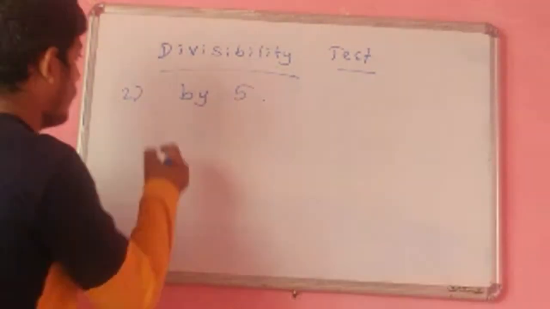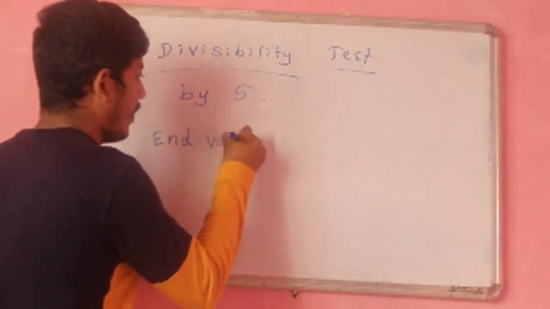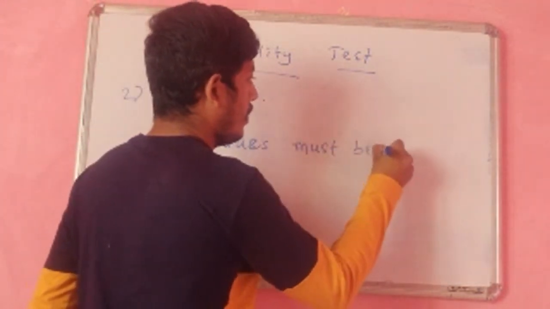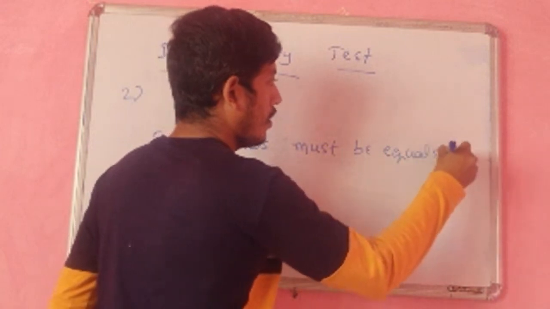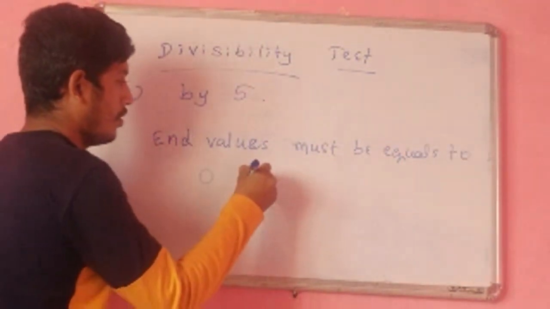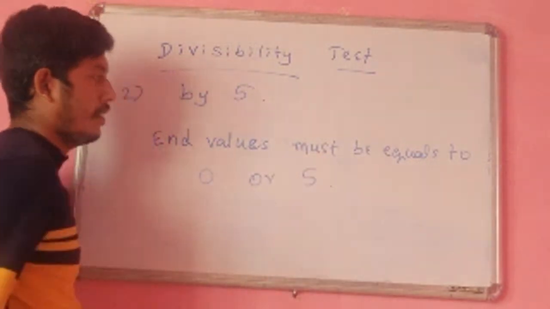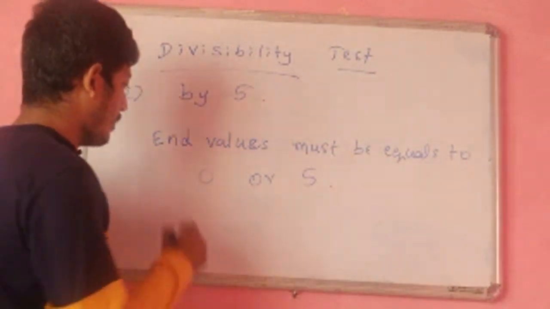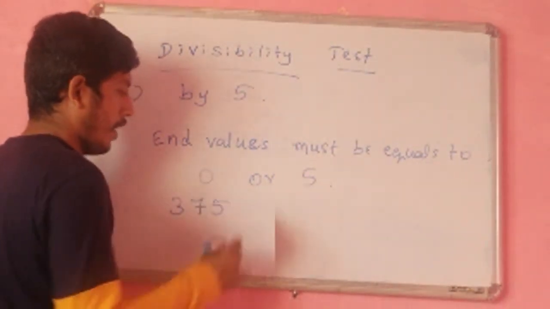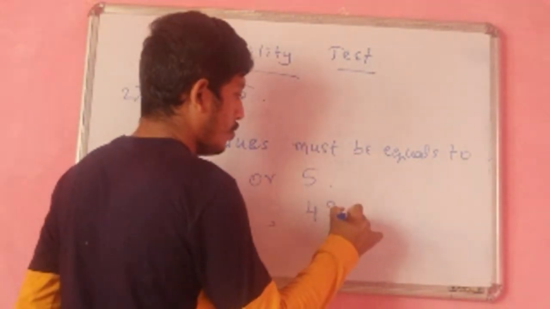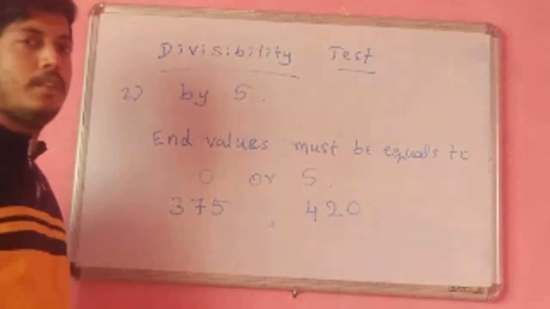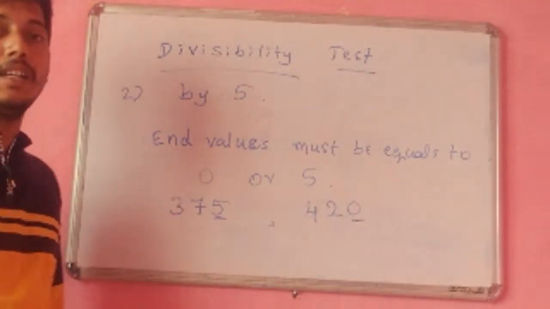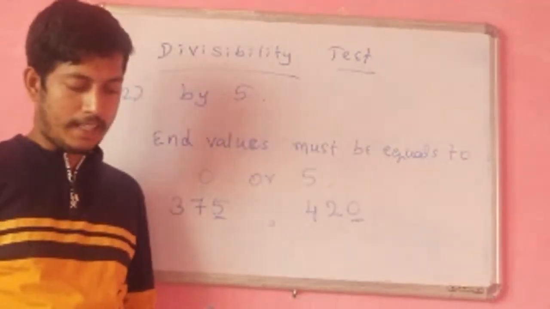That means the end values must be equal to either 0 or 5. If the end digit is either 0 or 5, then you can write that the given number is divisible by 5. For example, 375 or 420. So here the end digit is 5, here the end digit is 0. Therefore, we can directly write that the given numbers are divisible by 5. Okay, this is the second case.